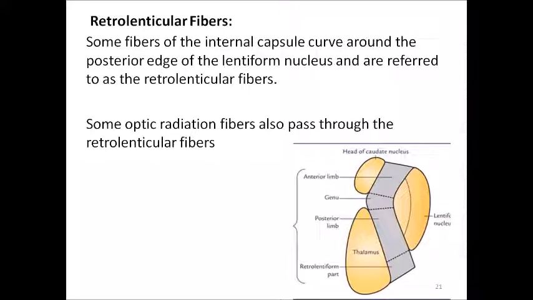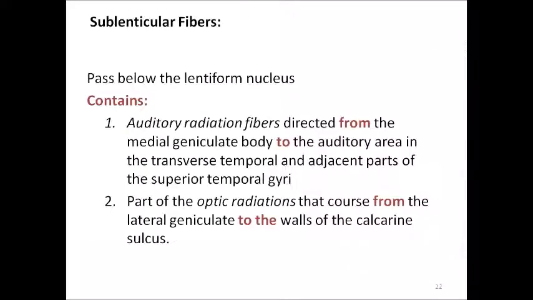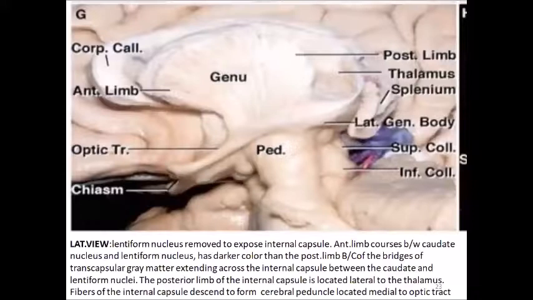Retrolenticular fibers are in this. Some fibers of the internal capsule curve around the posterior edge of the lentiform nucleus and are referred to as the retrolenticular fibers. Some of the optic radiation passes through it. Sublenticular fibers pass below the lentiform nucleus, containing auditory radiation fibers from the medial geniculate body to the auditory area, and part of the optic radiation that courses from the lateral geniculate to the walls of the calcarine sulcus.